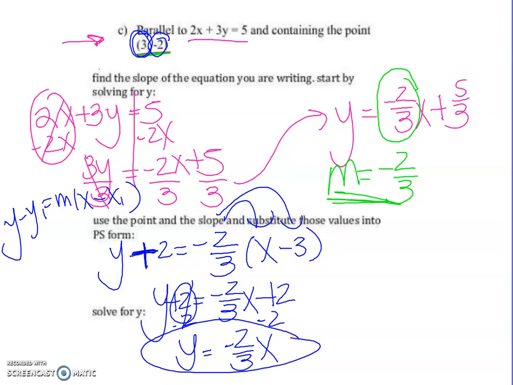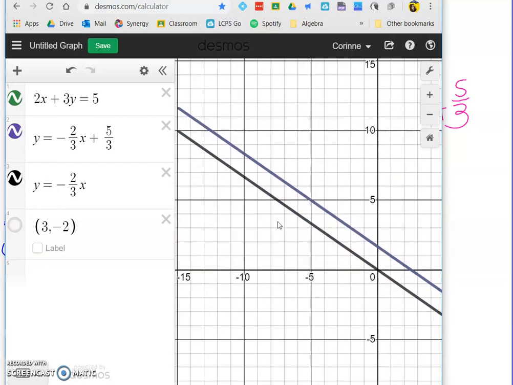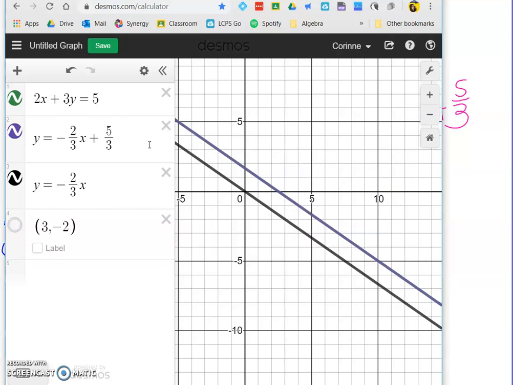So let's look at these lines on Desmos. We'll start with making sure that we solved for y correctly. Does the purple line cover the green line? Yes. So now we're going to be looking at the black line. Does the black line ever cross the purple line? And it looks like it doesn't. And you also want to make sure that the point you were given is on the line. And here it is, 3, negative 2. So we've done this problem correctly.